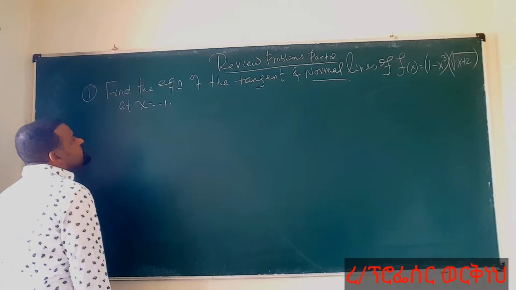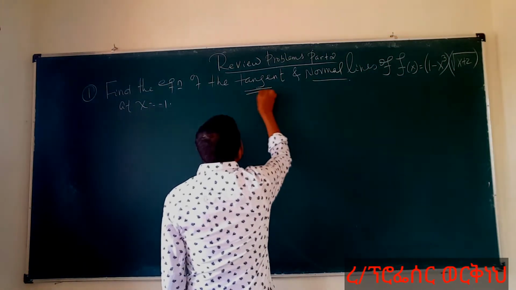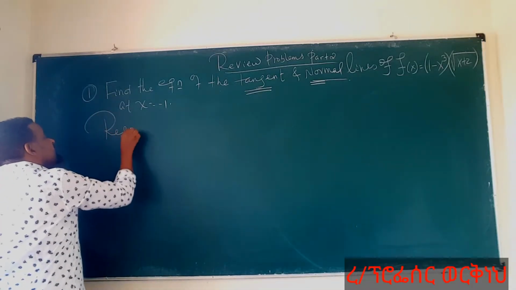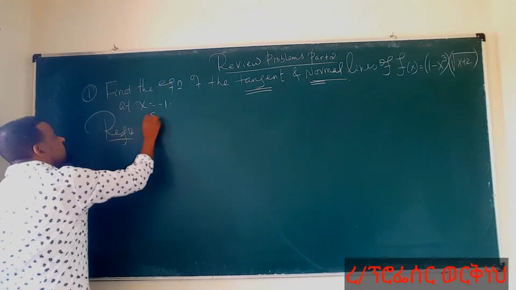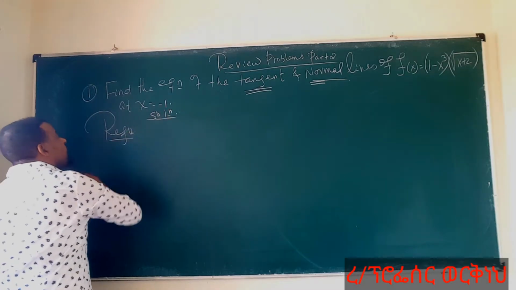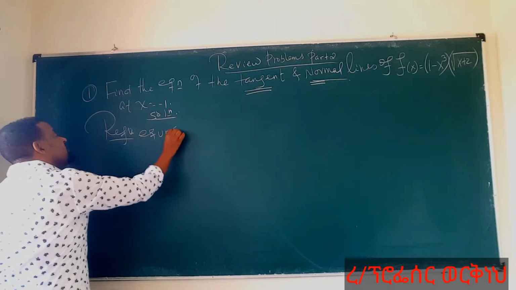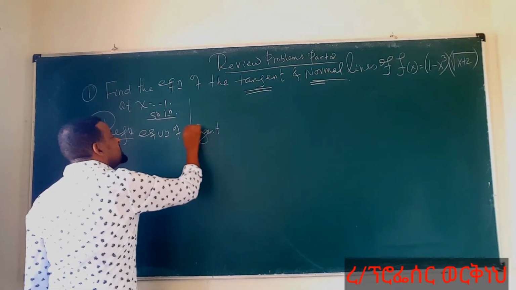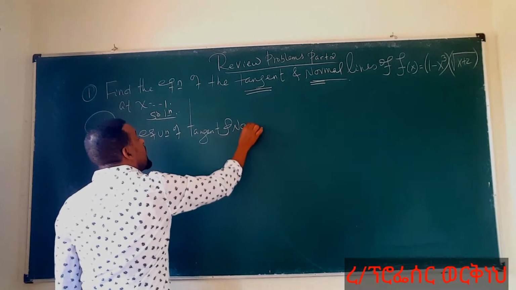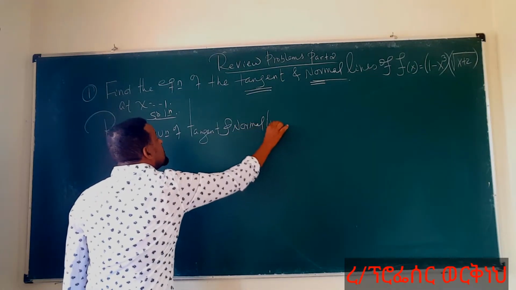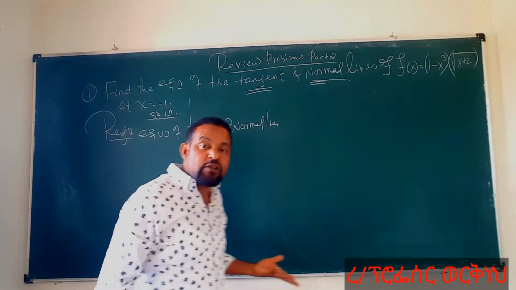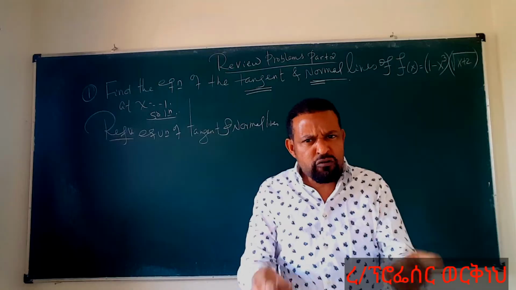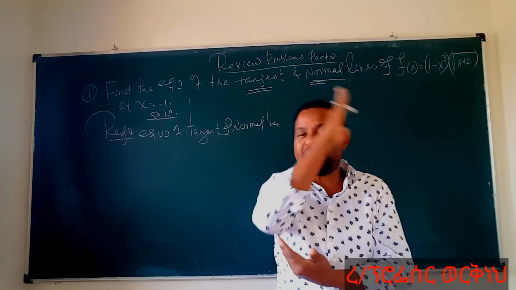Now, find the equation of the tangent and the normal line. Look, the tangent and what? The normal line. So what's required? The required is the equation of tangent and normal line. Normal line means that once you have got the tangent line, then at that point of tangency, you are going to find a line which is perpendicular to that tangent line.